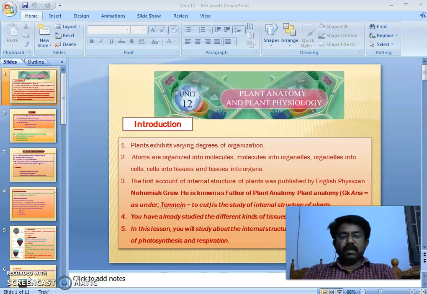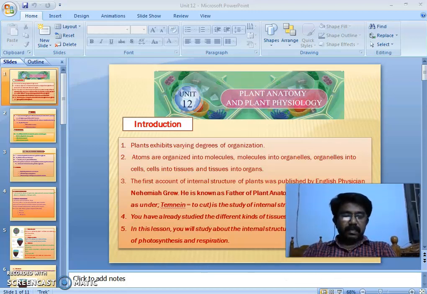The first account of the internal structures of plants was published by the English physician Nehemiah Grew. He is known as the father of plant anatomy. Understand? Who is the father of plant anatomy? Nehemiah Grew. He is the father of plant anatomy.